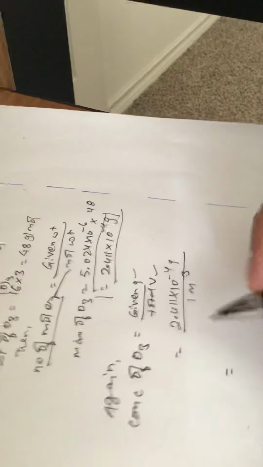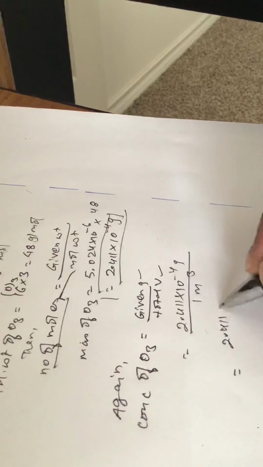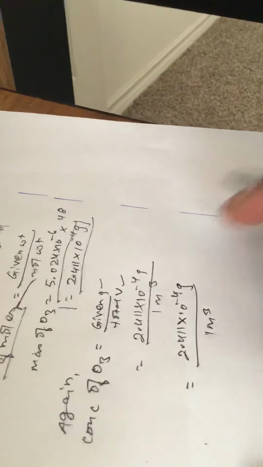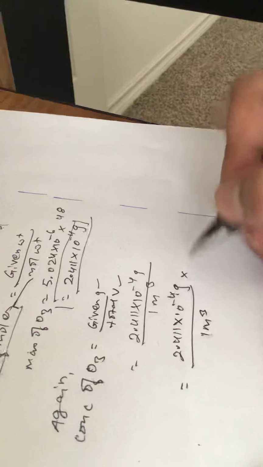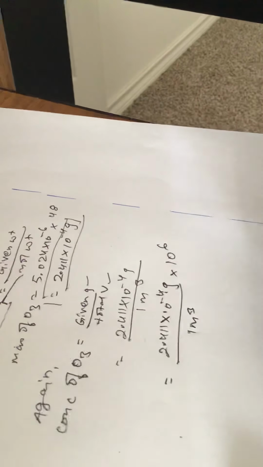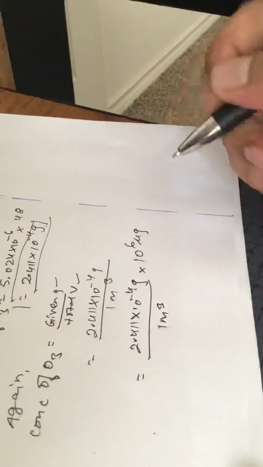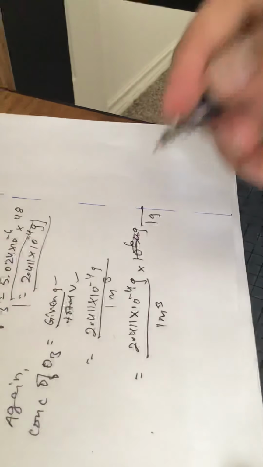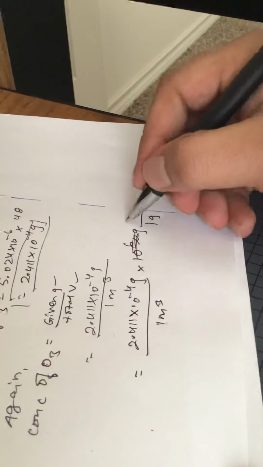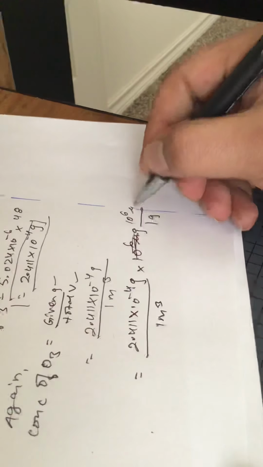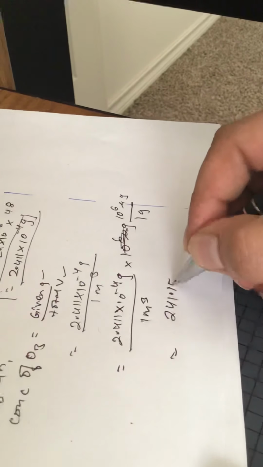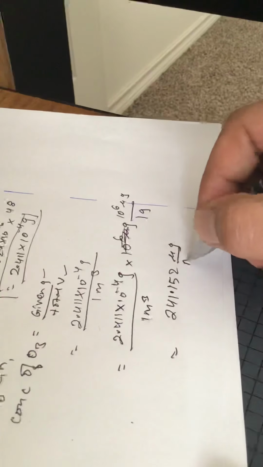So 2.411 times 10 to the power negative 4 grams per 1 meter cube. How many micrograms are present in 1 gram? 1 gram equals 10 to the power 6 microgram. So the answer is 241.152 microgram per meter cube.